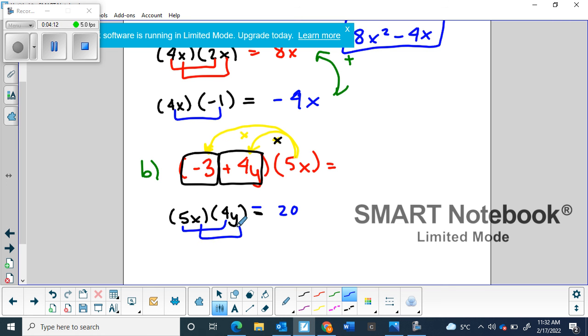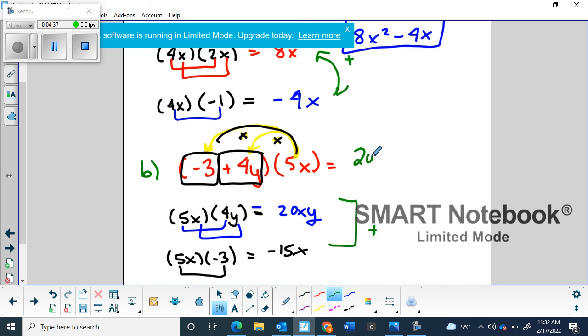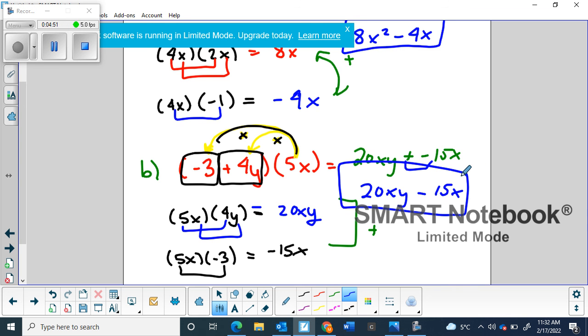And x times y, well, we can't combine those. Those are two different variables. It's just going to be x times y. And then that's done. Now we do the next one. We multiply 5x by negative 3. Well, the numbers go together. 5 times negative 3 is negative 15. And there's just an x. There's nothing to combine it with. And now we just put these two numbers together. 20xy plus negative 15x. And remember, we don't want to have two symbols here. We're just going to simplify it. 20xy minus 15x is my final answer.